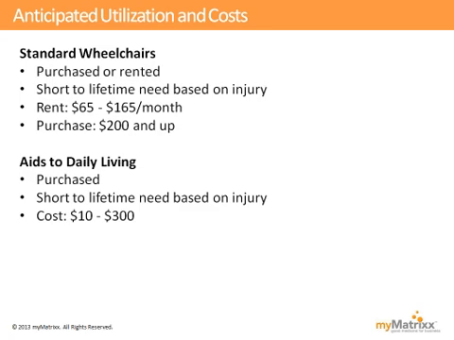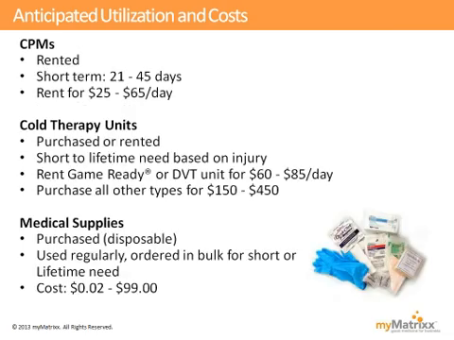Standard wheelchairs purchased or rented, short-term to lifetime need based on the injury, rental $65 to $165 per month, purchase $200 and up. Aids to daily living, purchase, short-term to lifetime based on the injury, $10 to $300. CPMs, anywhere from usage of 21 to 45 days, $25 to $65.